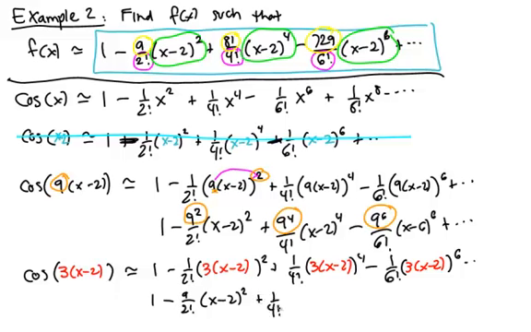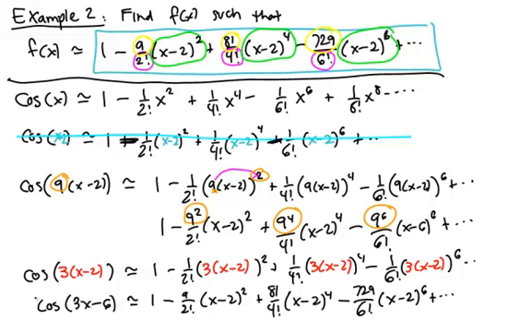The 1 over 4 factorial. Here we're going to have 3 to the 4th. That's 3 times 3 times 3 times 3, which is 81, times x minus 2 to the 4th power. And then here we're going to have 3 to the 6th power. That's 9 cubed, and 9 cubed is 729. And so here we actually have it. It turns out that we were looking at the function cosine of 3x minus 6, centered at 2.